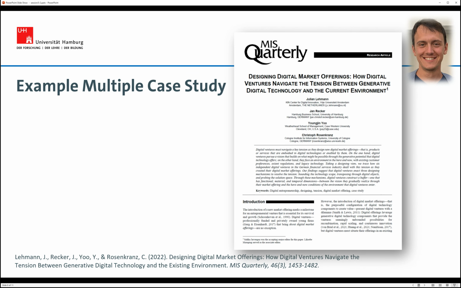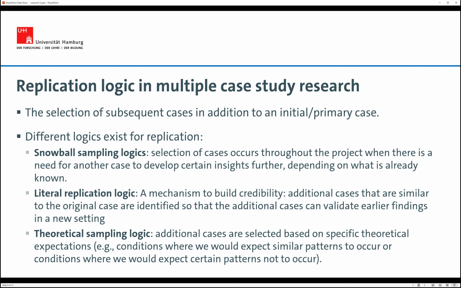So, as I said, replication logic is a key thing in multiple case study research. We need a heuristic by which we select the multiple cases. And here we have different types of logics that exist for how we can select these additional cases. The first one is called snowball sampling logic. Here we select cases throughout the project when there is a need for another case, and then depending on what we already know, we go and try to find an organization or another case that allows us to dig a certain insight further.